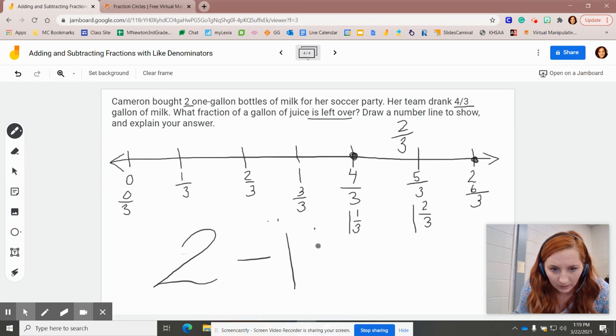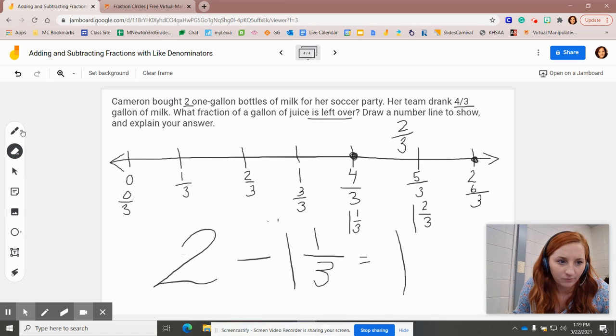So now it's 2 minus 1 and 1/3. Well, 2 minus 1 is 1. Okay. And then you have what left over? You have 2/3. Well, actually, I just totally messed this up.